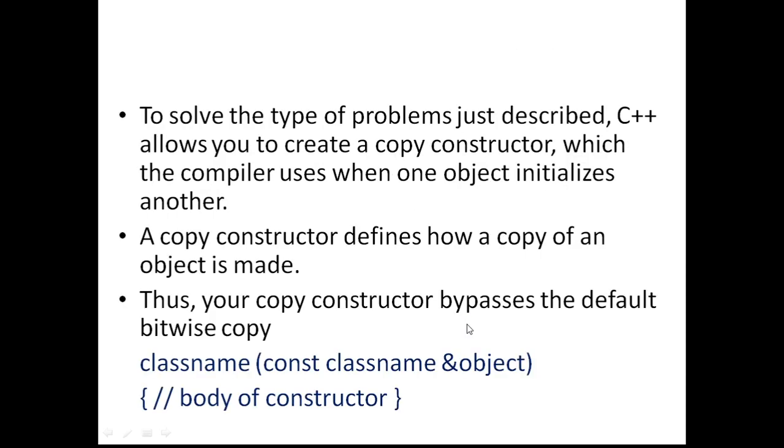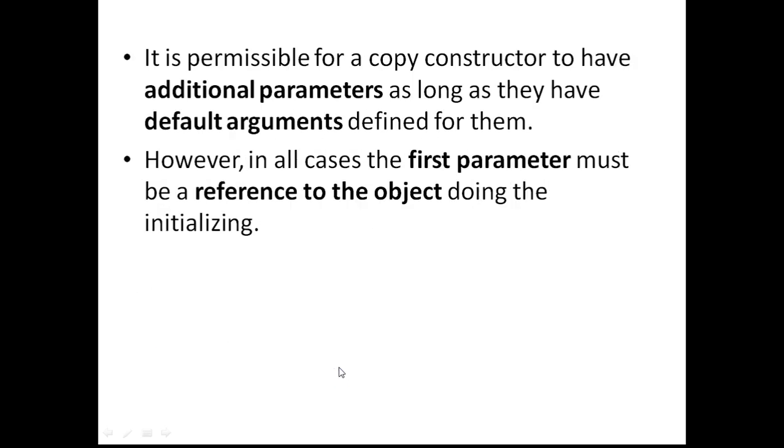If needed, we can also pass additional arguments to the copy constructor, not necessarily only this reference object. We can also pass other values, but a very important restriction is that this has to be the first argument in your copy constructor. You may pass other arguments, but this is supposed to be the first argument.